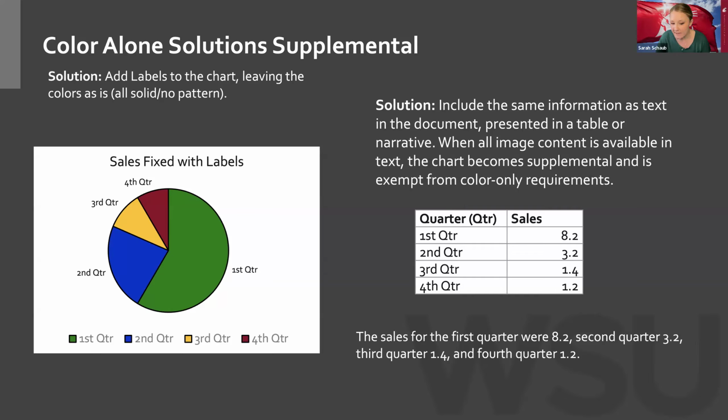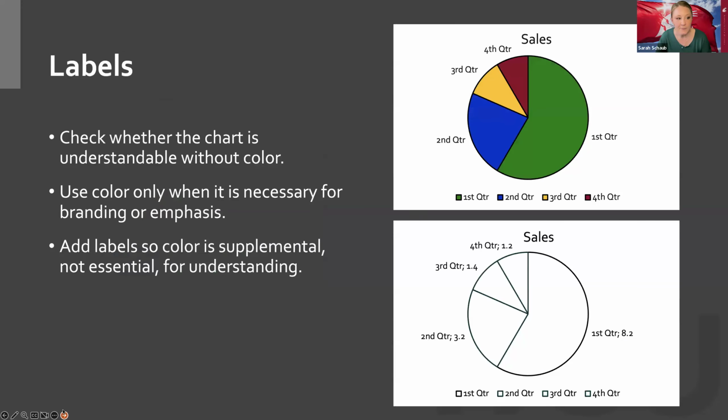Or you could use text, something like the sales for the first quarter were 8.2, second quarter 3.2, third quarter 1.4, and fourth quarter 1.2. So if that text narrative was included next to the pie chart, then that would satisfy the accessibility requirement for that chart. So labels are really important.